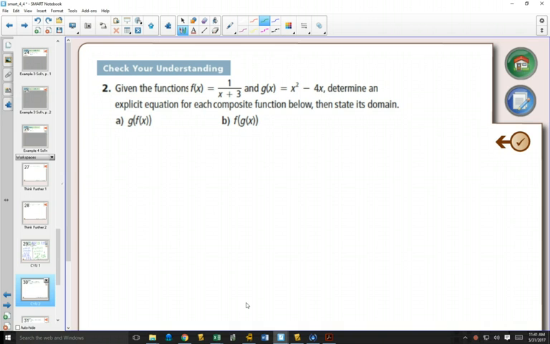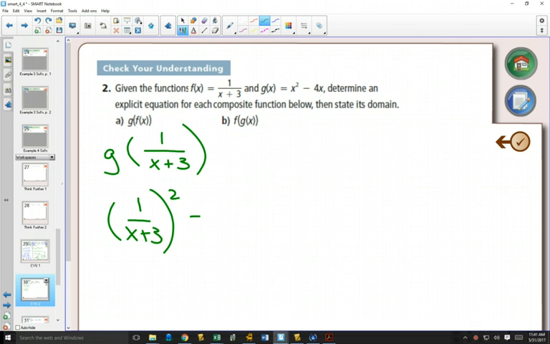So, to start off with, plug in f of x. Well, f of x is 1 over x plus 3. And then we plug in 1 over x plus 3 into g of x. Well, g of x says whatever you plug in gets squared, and then you minus 4 times whatever you put in. So this is the equation that we have in the end. That's our explicit equation. If you wanted to, you could expand it, or you could just leave it like this.